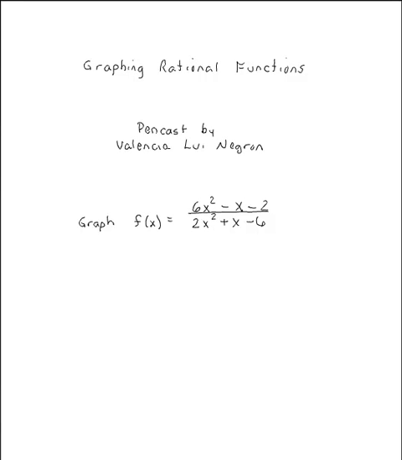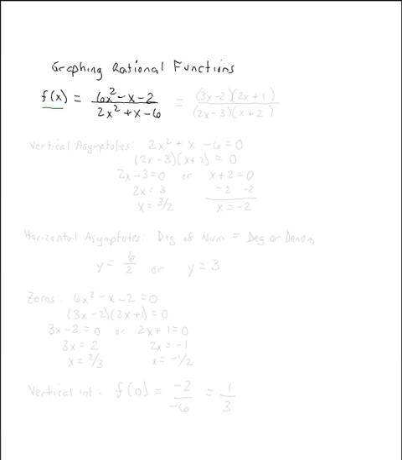All right, we want to take a look at graphing a rational function. Here we have a rational function, f of x, equal to 6x squared minus x minus 2, all over the quantity 2x squared plus x minus 6. Now we could take advantage immediately. Let's take a look at this in factored form.